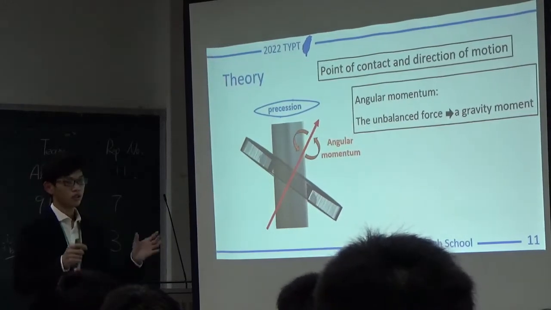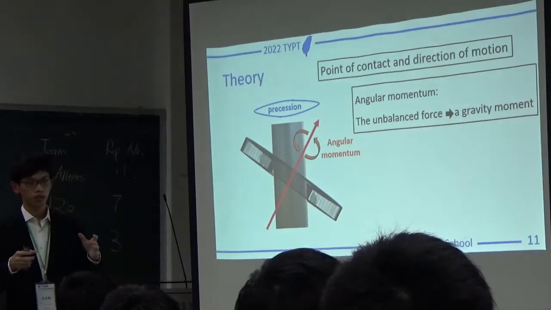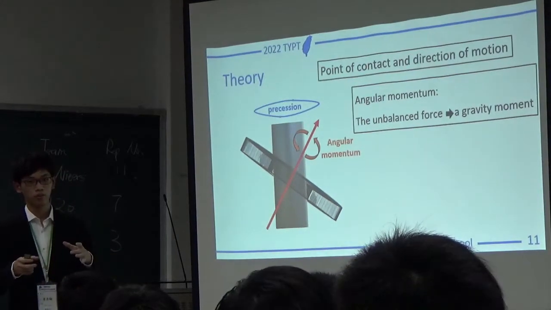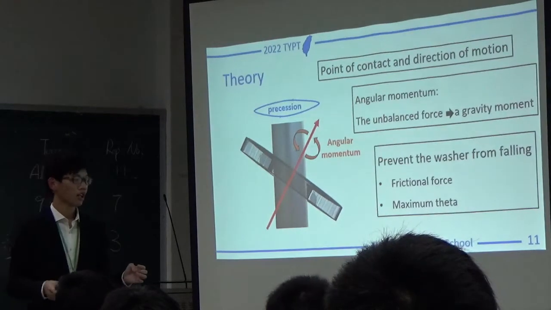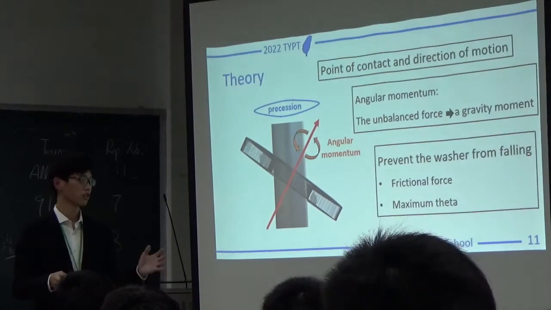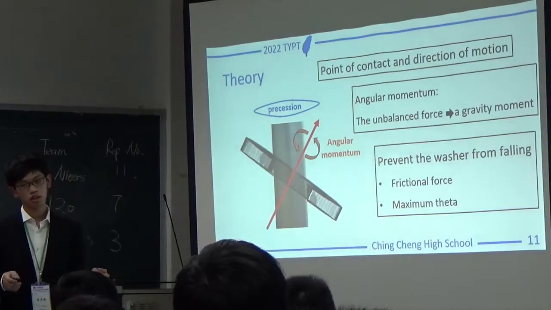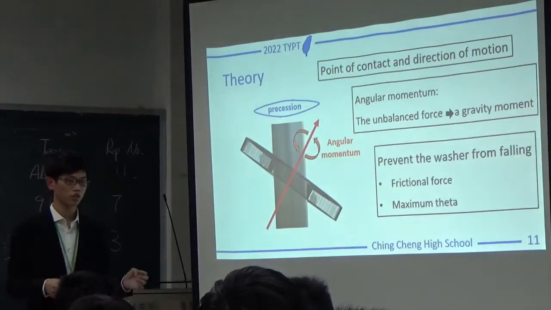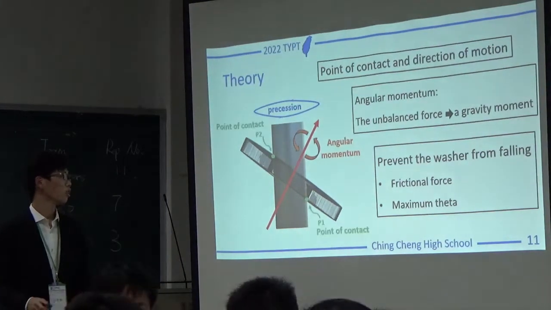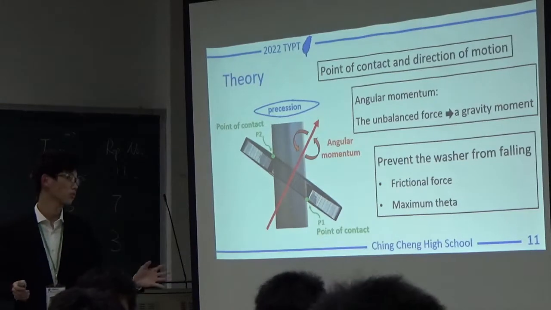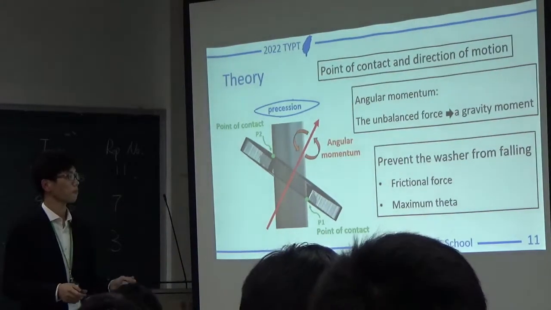At first the ring's force is not balanced, so gravity will exert a moment on it. To prevent it from falling, there are two conditions. One is the frictional force between the washer and the rod, and another one is the maximum theta due to the structural limits of the rod and the ring. Here we define P1 and P2 as the contact points of the ring and the rod.